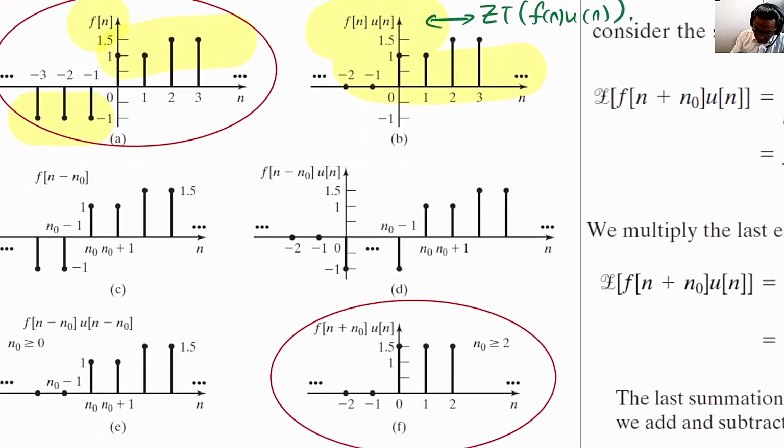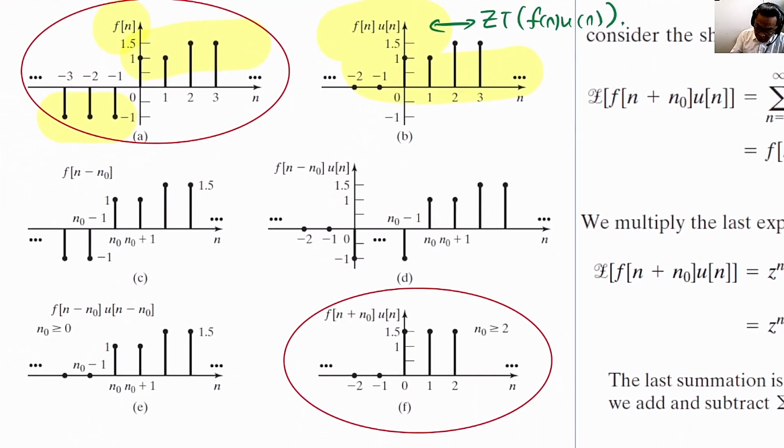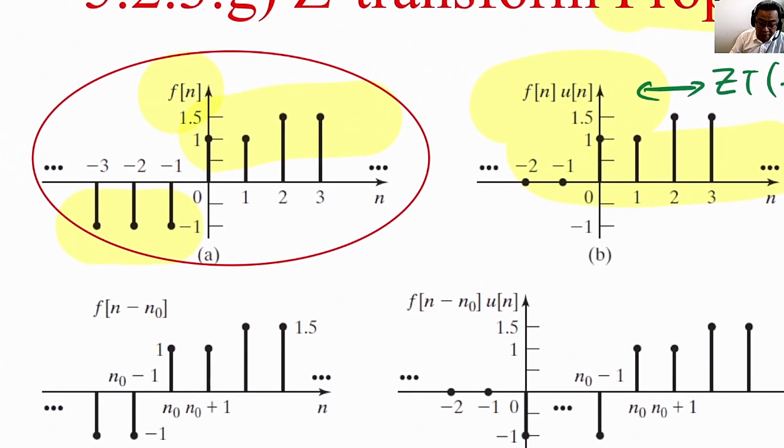Now, we are going to perform time advance. So we have f[n + n0]u[n]. So what is n + n0? Let us look at this example and we use n0 equals 2. So basically, we are going to shift the signal by 2 to get f[n + n0], or f[n + 2].